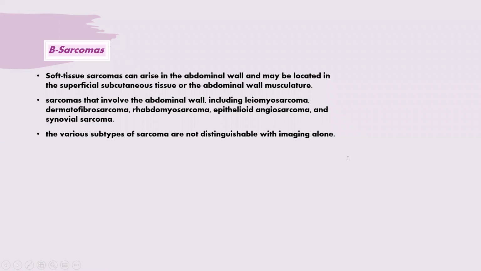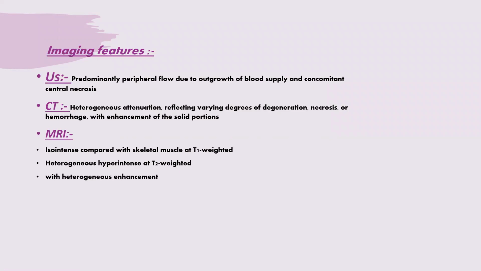Imaging features: ultrasound, predominantly peripheral flow due to outgrowth of blood supply and concomitant central necrosis. CT scan, heterogeneous attenuation, reflecting varying degrees of degeneration, necrosis, or hemorrhage with enhancement of the subcomponent. MRI, isointense compared with the skeletal muscle on T1, heterogeneous hyperintense on T2 with heterogeneous enhancement. This is the variable appearance of abdominal wall sarcoma in different patients.